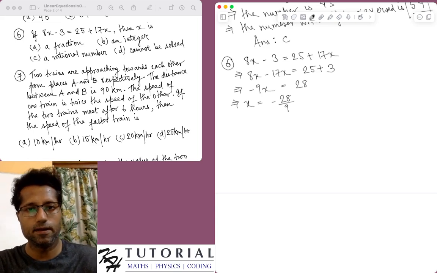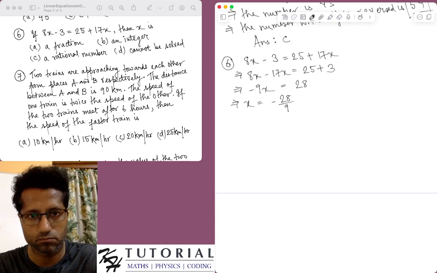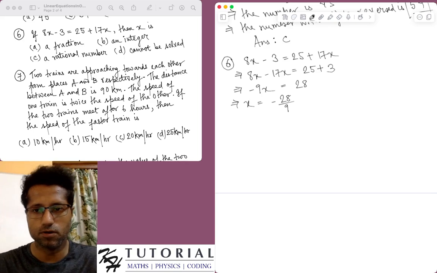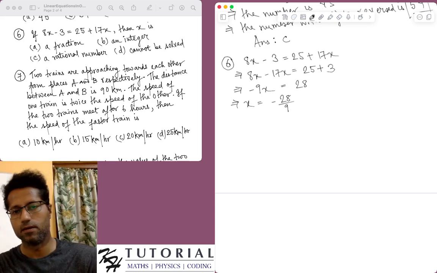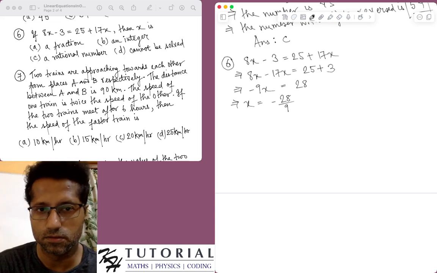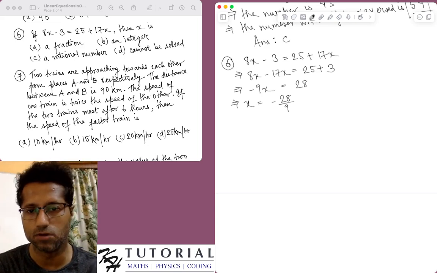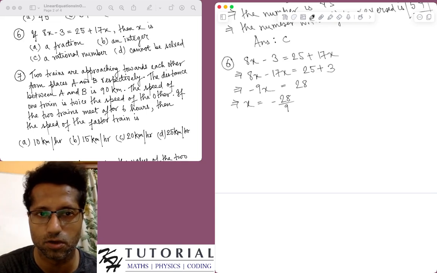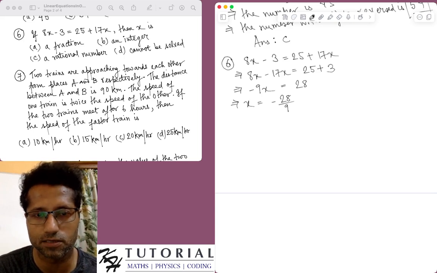Now it is saying that x is a fraction, a rational number. It is definitely not an integer, because 9 does not divide 28 perfectly. Cannot be solved is not the choice, because it can be solved. We have found x to be minus 28 by 9. So it's not an integer. Now we have to choose between a fraction and a rational number.